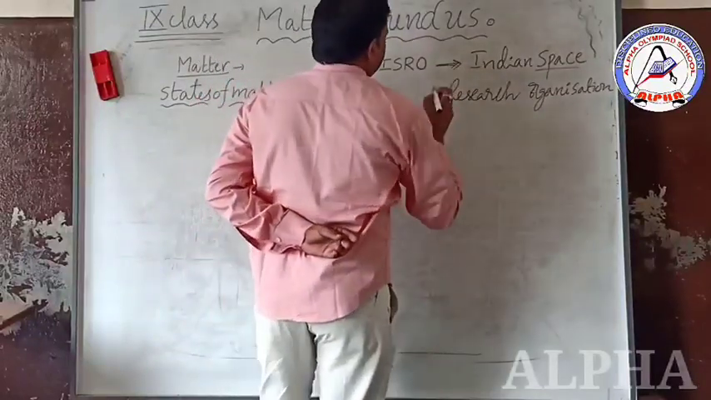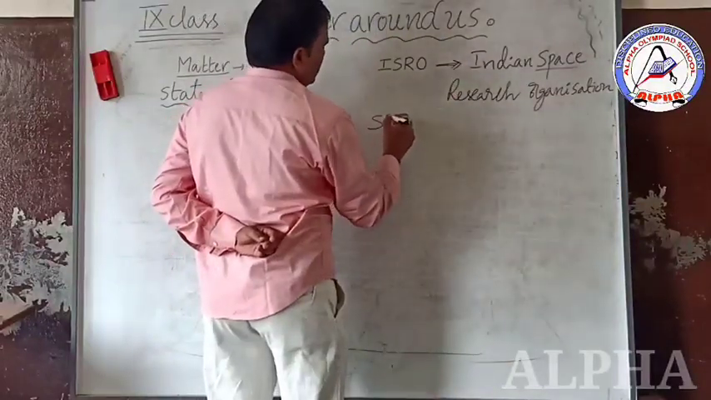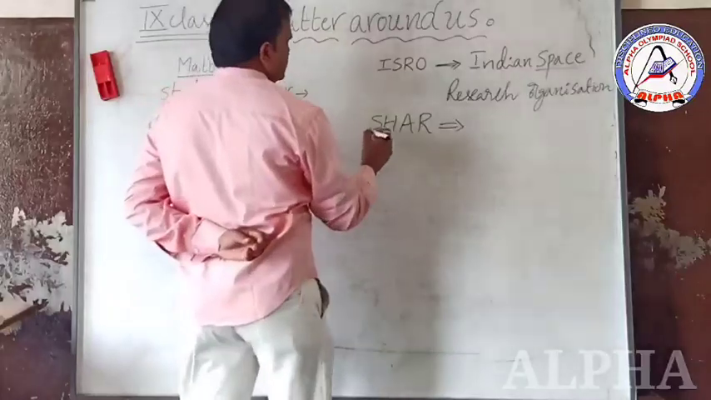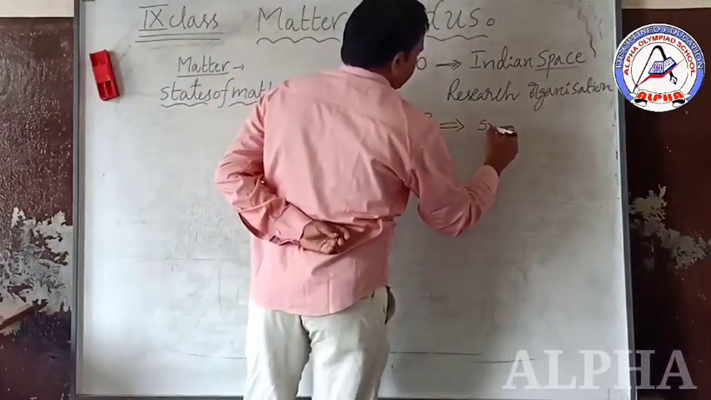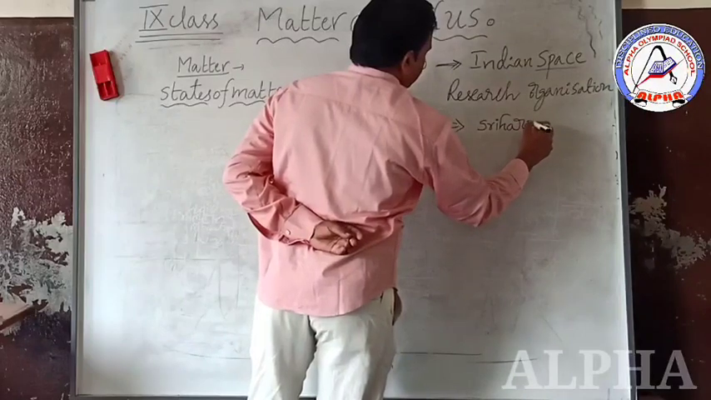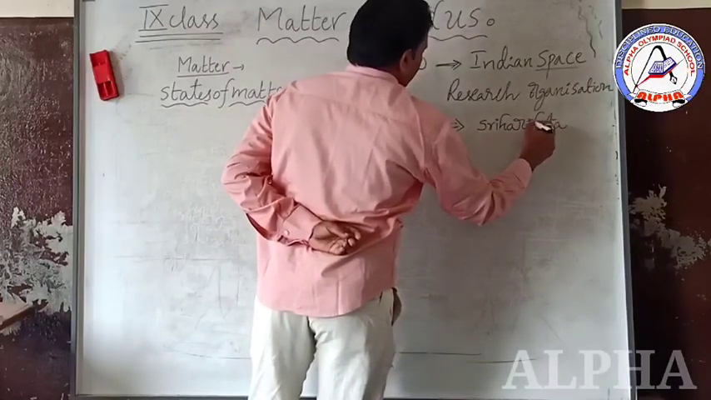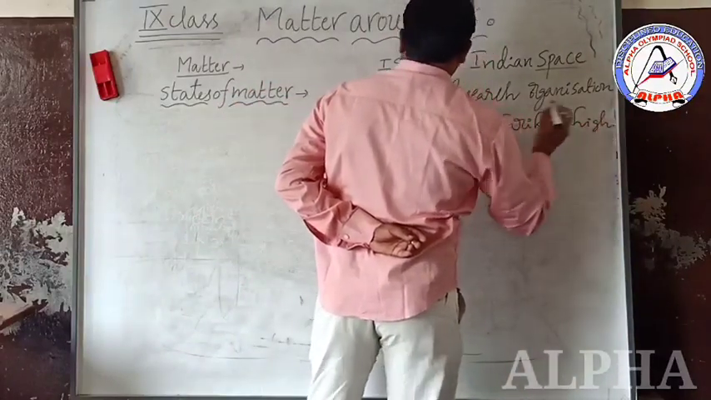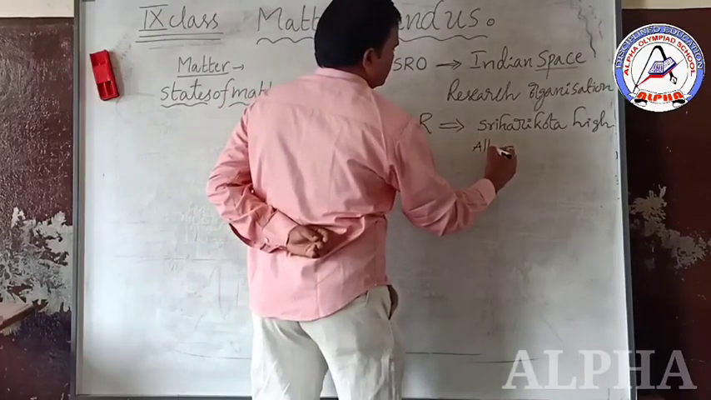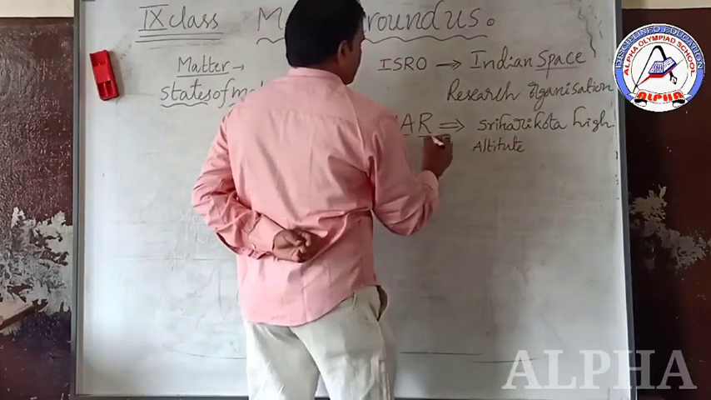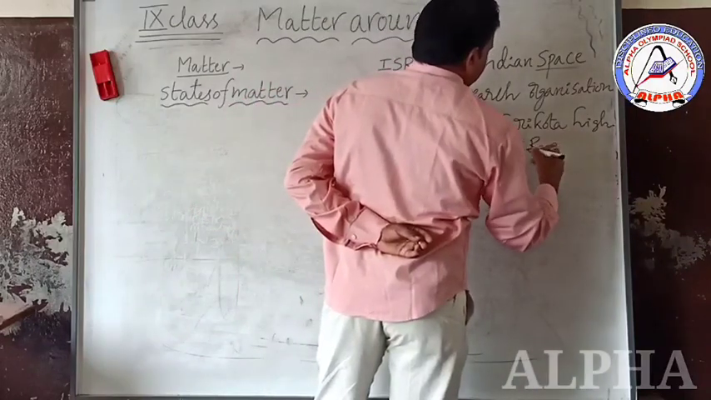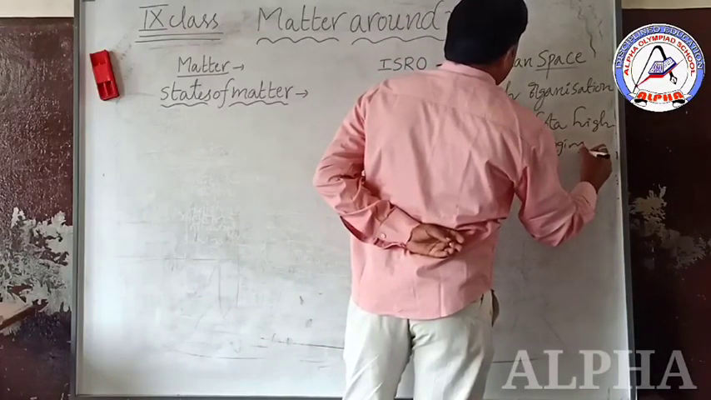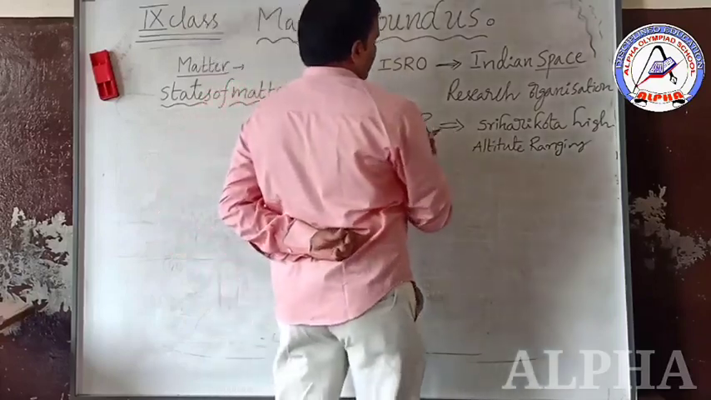Okay, one more GK bit for you. What is the full form of SHAR? S means Sriharikota, H means High, A means Altitude, R means Ranging. Sriharikota High Altitude Ranging Range Centre. This is SHAR.